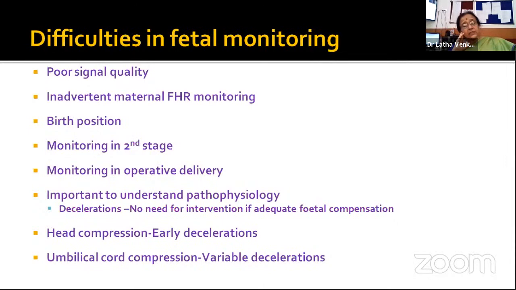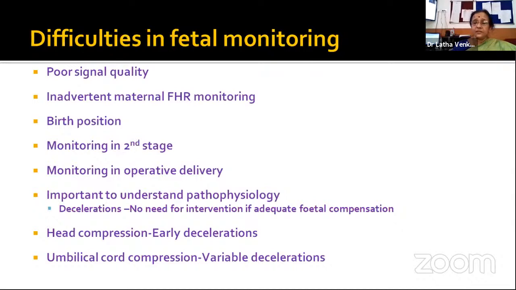Coming to the difficulties in fetal monitoring particularly, there can be poor signal quality, there can be interruptions in electricity, inadvertent maternal heart rate monitoring. Birth positions can sometimes be difficult. If the lady is uncooperative, you might not be able to put a CTG monitor on her.